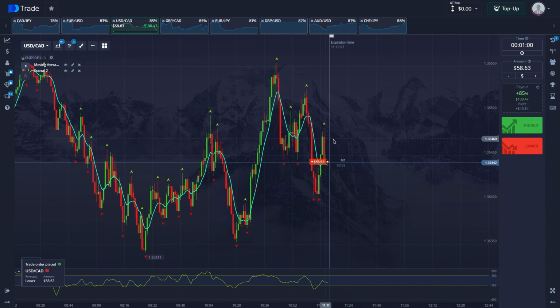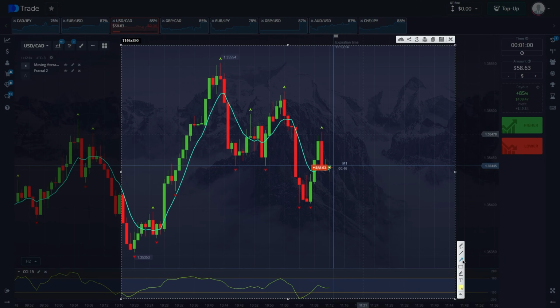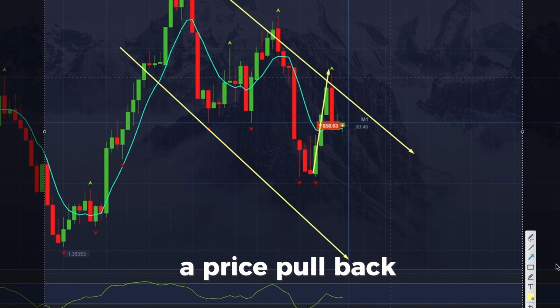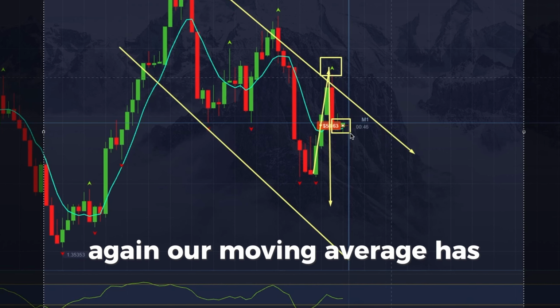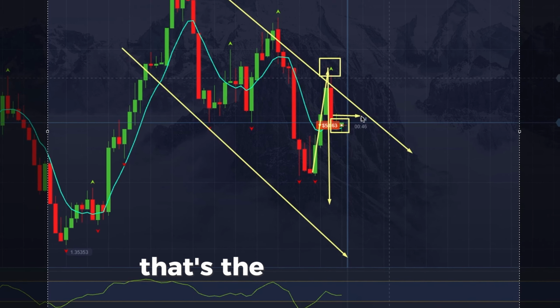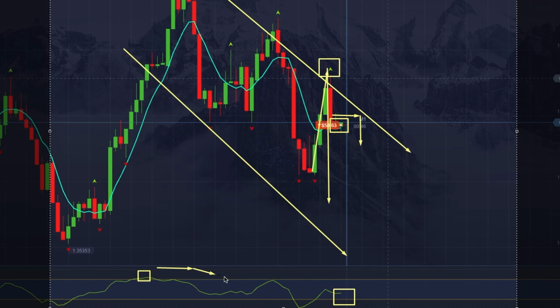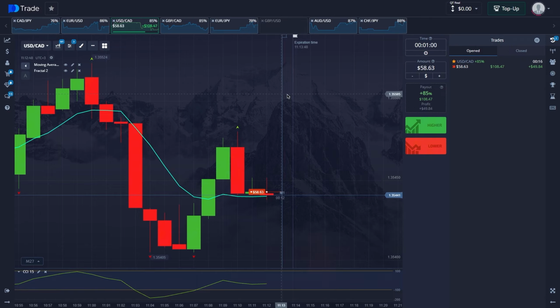Here we're opening another trade to go down, once again following the actual trend. Let's reinforce the result of the previous trade and highlight the current working zone. We're clearly seeing a downward movement, a price pullback, and a new local high updated by the fractal. Again, our moving average has crossed down. That's the signal to sell, and the CCI also confirms the downward momentum. Let's watch how this trade plays out. Just over 15 seconds left.